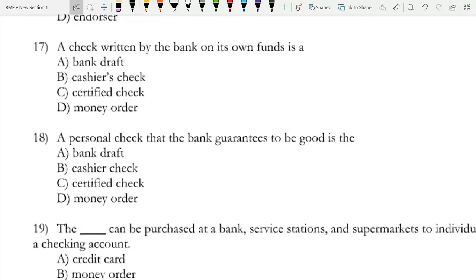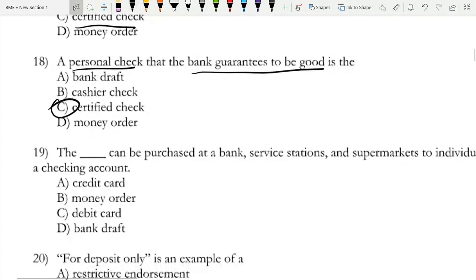A check written by the bank on its own funds is a cashier's check. A certified check is when it's written on someone else's funds, and the bank makes sure that the person actually has enough money to pay the check. And this goes perfectly well into the next question. A personal check that the bank guarantees to be good is the certified check, because the bank has certified that person's check.